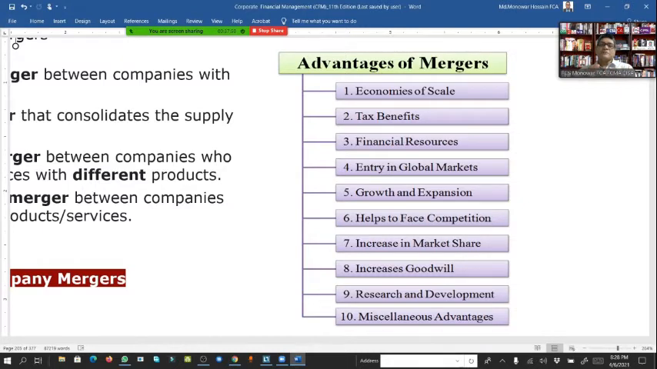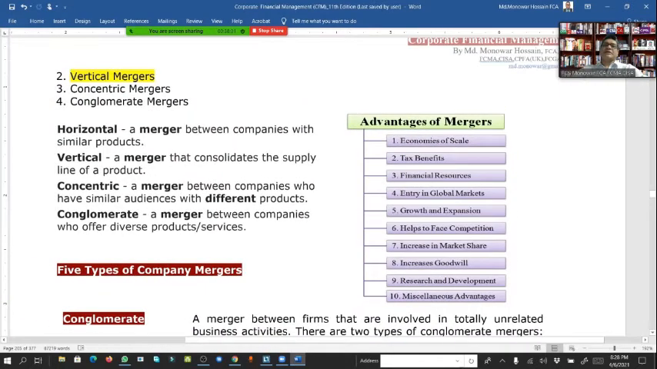So for example, two IT platforms of two companies become one platform. So all things are used here, that means the server and other things can all be used by the other people. So that type of benefit can come here, and financial resources can be utilized to enter the global market, and growth and expansion increase, help to face competition, increase the market share, and increase the goodwill also. Research and development can be increased, and there are different types of advantage in merger.